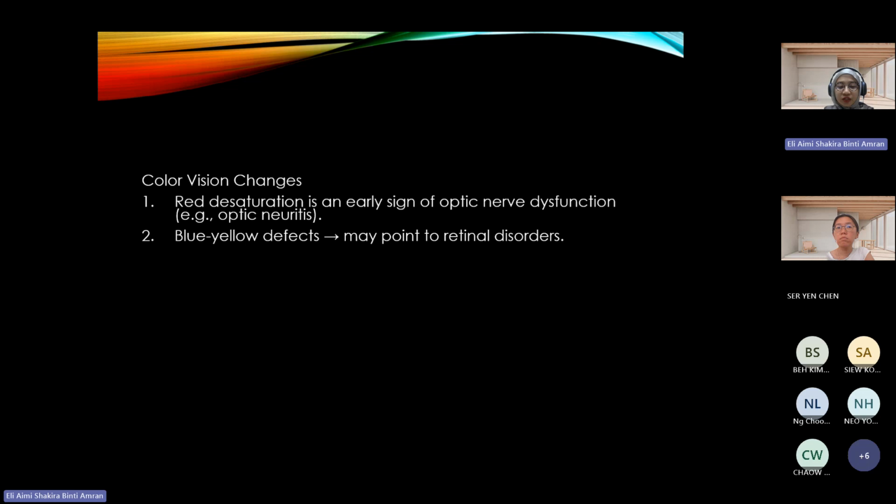Okay, for color vision changes, red desaturation is an early sign of optic nerve dysfunction. How do you check red desaturation? Compare the right eye and the left eye looking at the red color. Any red color will do, like a red pen. Yes, correct. Very good.